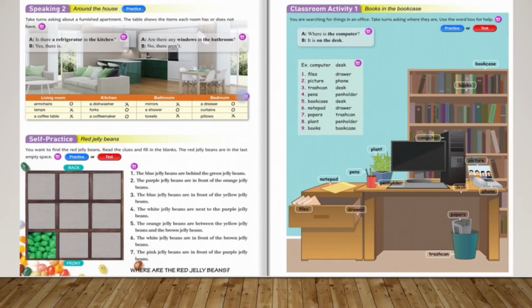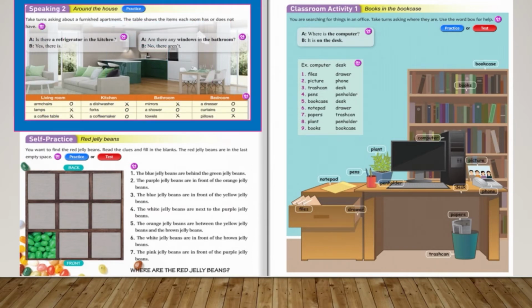Okay, we've done that. So now we're going to practice with speaking to. We're going to move on to around the house. Speaking to around the house. Professor, I need to turn the page. Okay, if you turn the page. Okay, I'm ready.